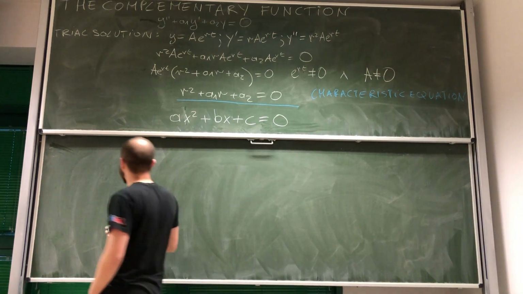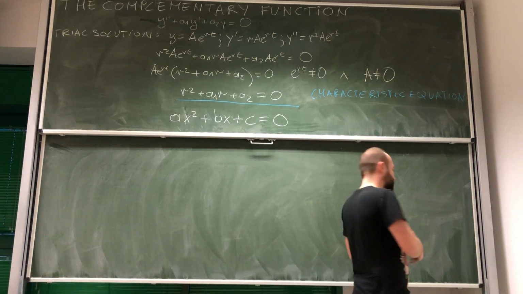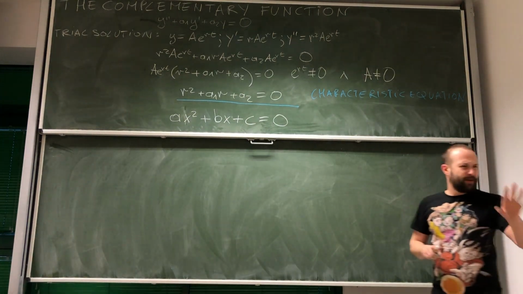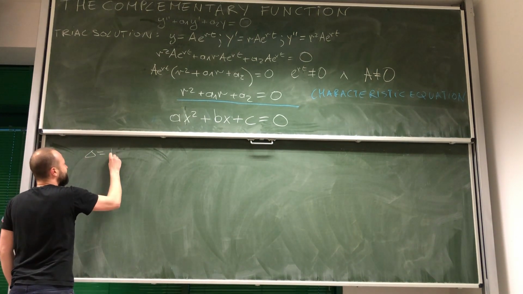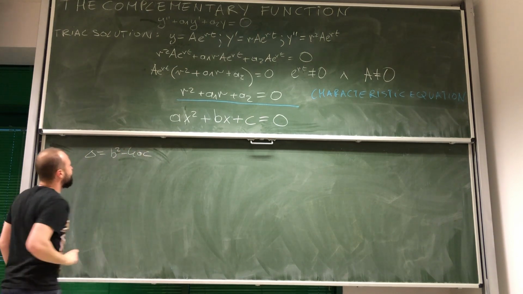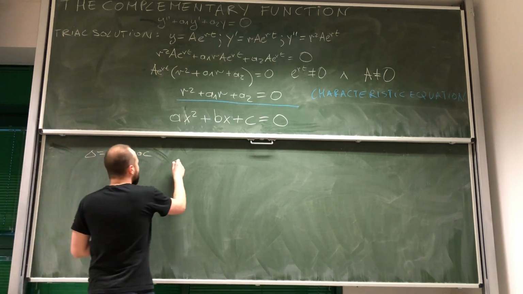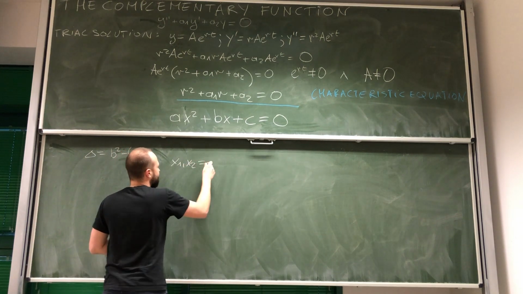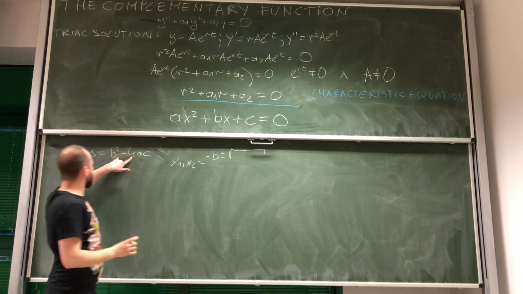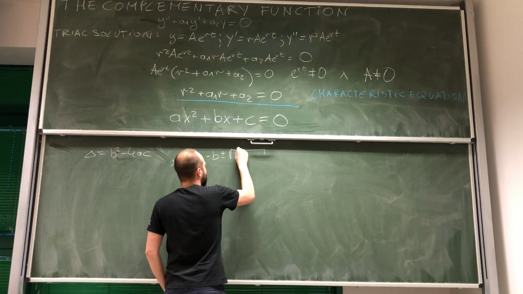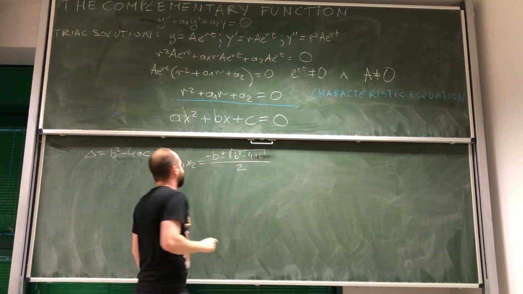Okay, so what are the solutions? Well, I hope you remember that the solutions depend on the value of delta. What was this delta? Delta was b squared minus 4ac. Depending on the value of this particular expression, we will have different solutions. Those solutions were x1 and x2. They are given by negative b plus minus square root of delta. But let's write the square root of delta in this form: b squared minus 4ac, and this whole thing divided by 2.